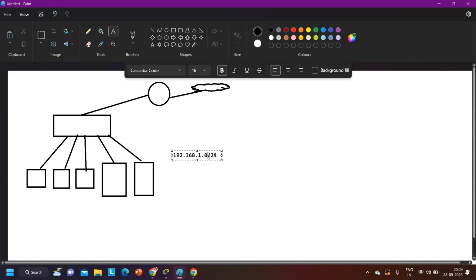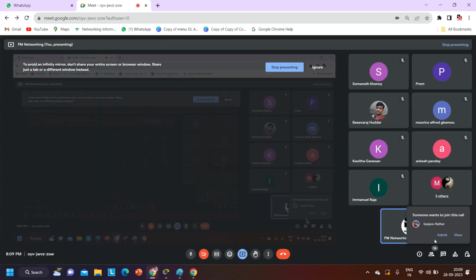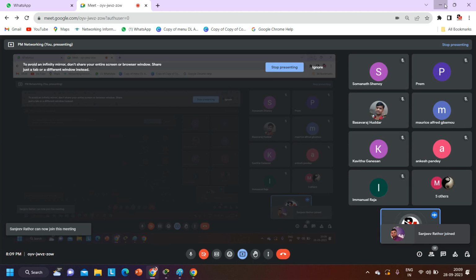Total number of network bits in this IP address is 24, and you can calculate the host bits, right? Total size of an IP address is 32 bits. Out of 32 bits, 24 bits are network bits. That means 8 bits are host bits, right? So how many valid hosts are there in this network?